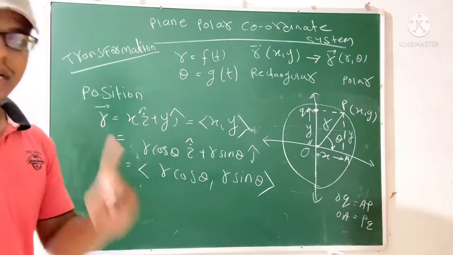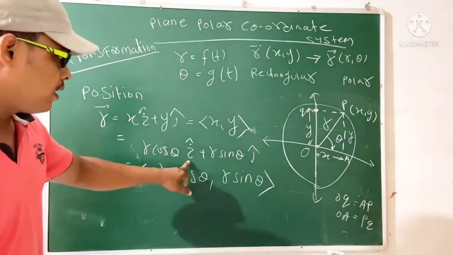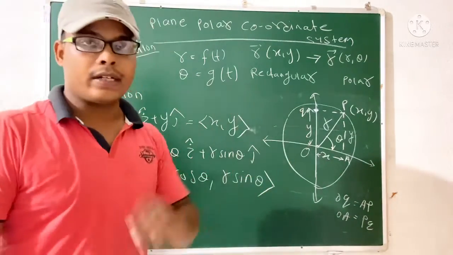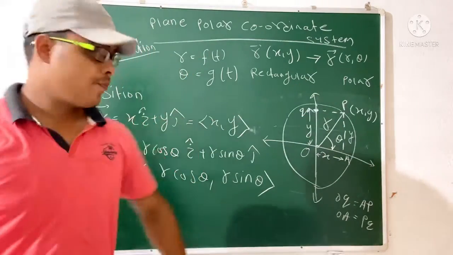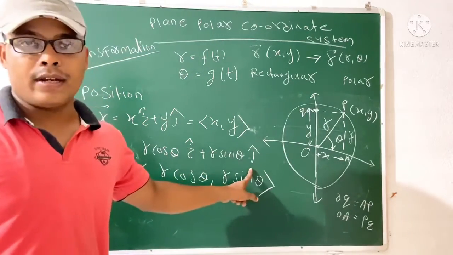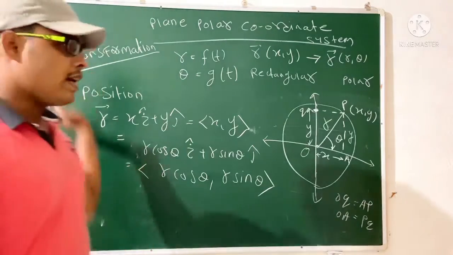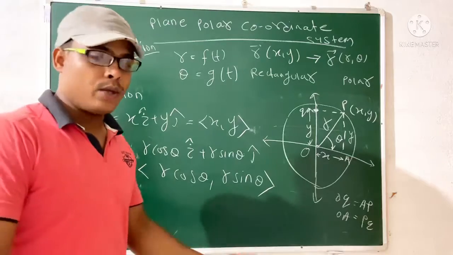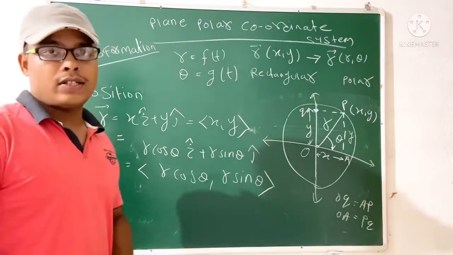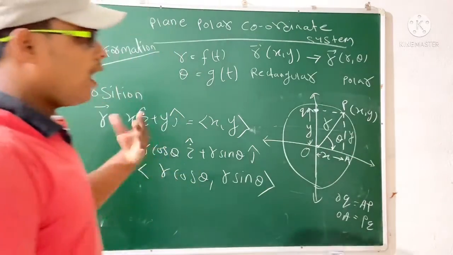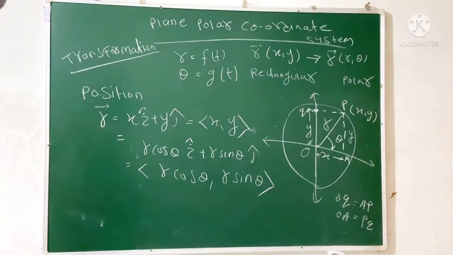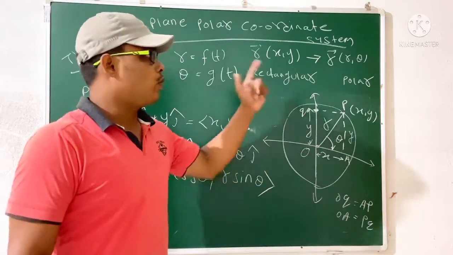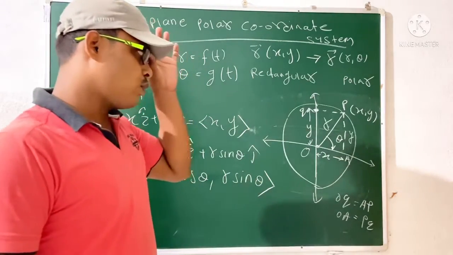But remember, we have not completed yet, because there is i cap and there is j cap. What are i cap and j cap? I cap and j cap are unit vectors in our rectangular coordinate system. We have to transfer this i cap and j cap to the polar coordinate system. So that is our next task. Okay, so this is the displacement. Then we will find out the velocity, and then the scale factor. That's the other thing. Now we will go to the parameterization. Since we are discussing the plane polar coordinate system, we have to know about that.